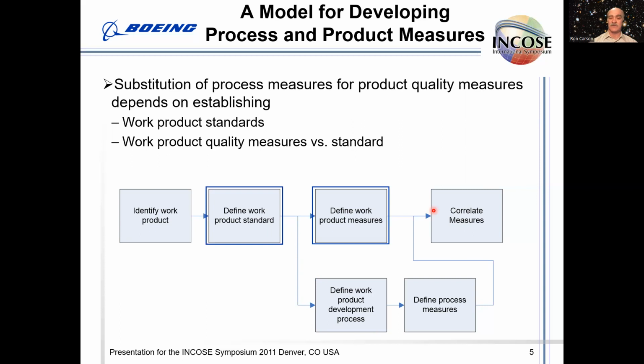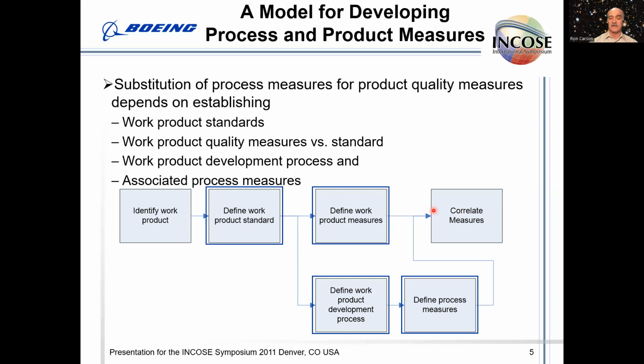In parallel then, once we've defined the work product standard, we can also define a work product development process to reliably deliver a work product that satisfies the standard. And then having defined the work product process, we can define the process measures that let us know that at each stage of the process, we're actually achieving the goals that we have for whatever the work product is. And then we do the correlation at the end of that to ensure that the process measures correlate with the work product measures.